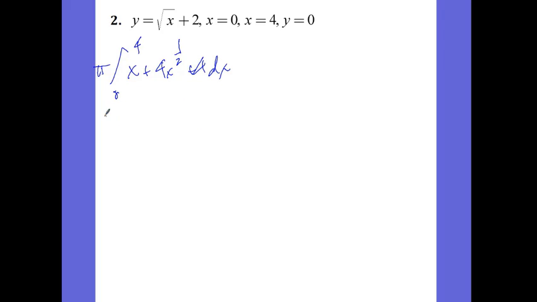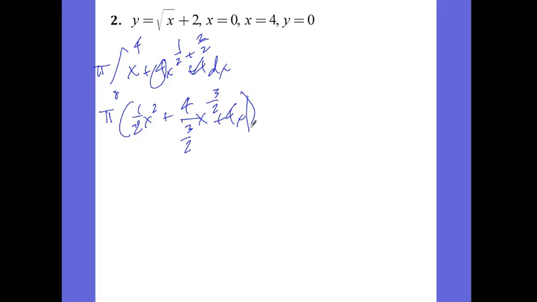Now I'm going to take the antiderivative of all this. The antiderivative of x is 1/2 x squared. Now I'm going to add 1 to 1/2. 1 is the same as 2 halves. So I have x to the 3 halves. My new exponent goes to the denominator. My coefficient goes to the numerator. Plus 4x from 0 to 4. Okay.